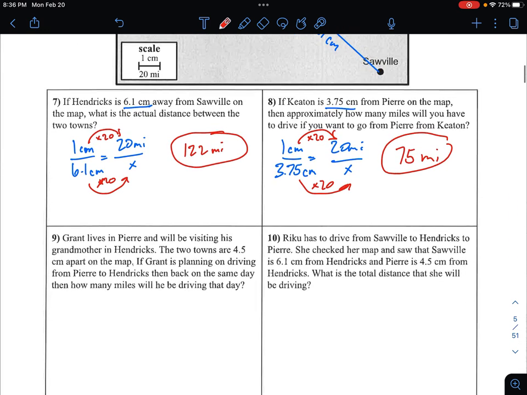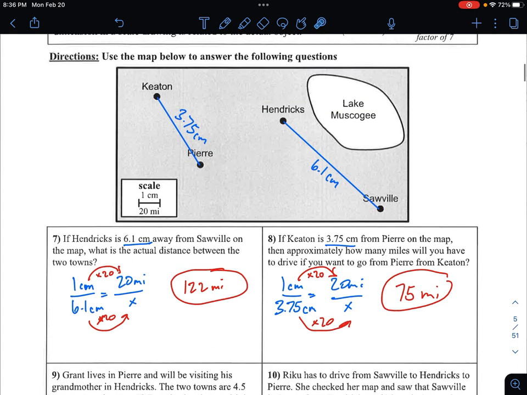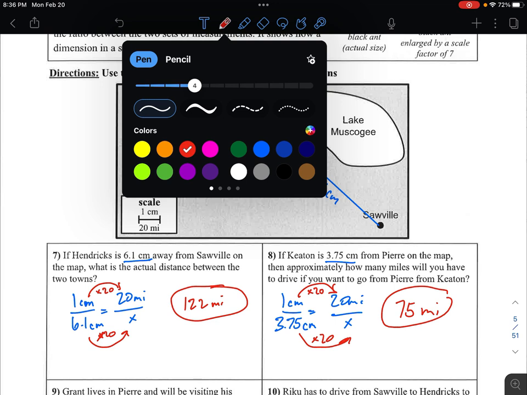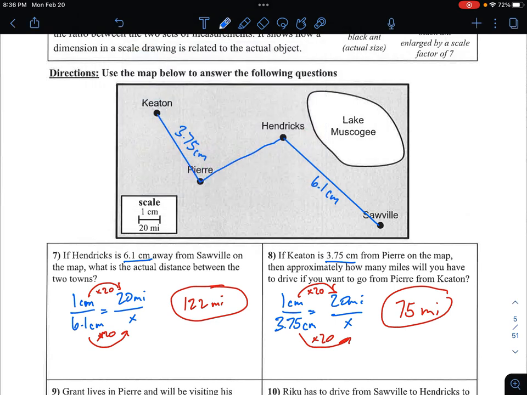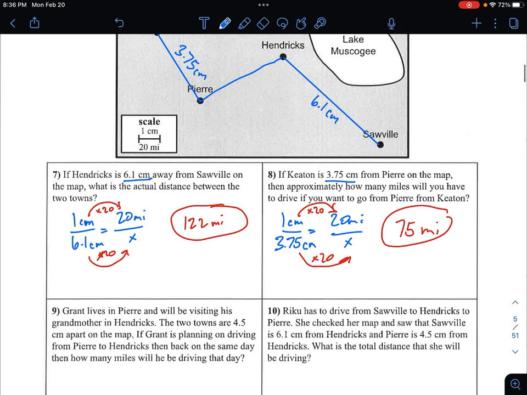Got 2 more questions. Grant lives in Pierre and will be visiting his grandmother in Hendricks. The 2 towns are 4.5 centimeters apart on the map. So Pierre and Hendricks. Let's take a look at that. Pierre to Hendricks is 4.5 centimeters apart. If Grant is planning on driving from Pierre to Hendricks, then back on the same day, how many miles will he be driving that day?